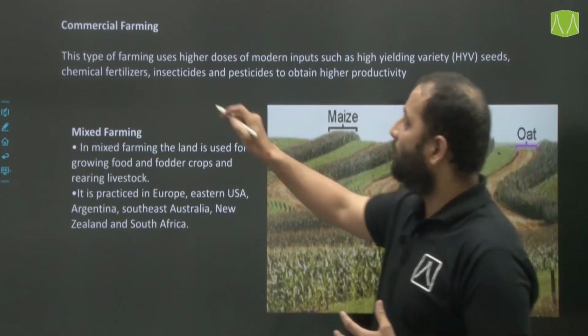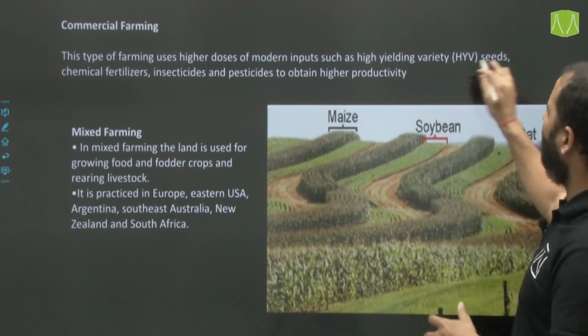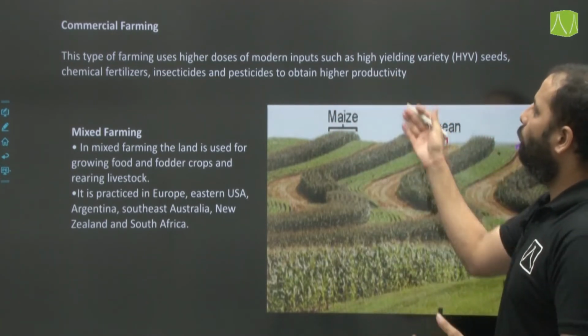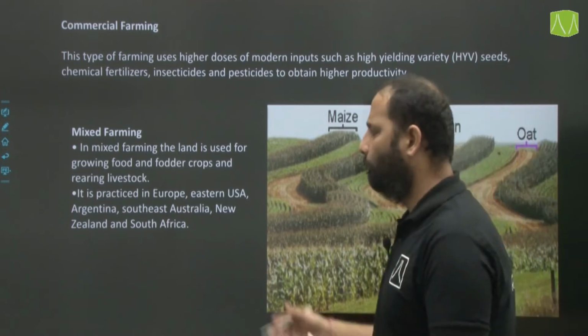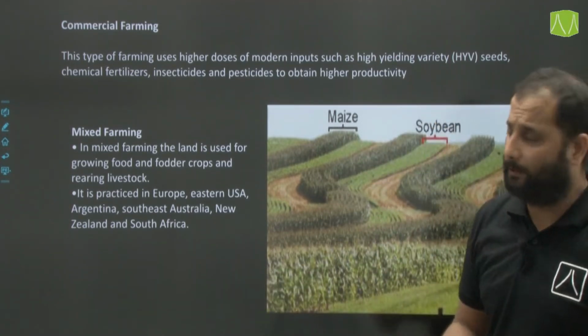type of farming. This type of farming uses higher doses of modern inputs such as high yielding variety of seeds, chemical fertilizers, insecticides and pesticides to obtain higher productivity. Again, the subtype is mixed farming, you can see, where both food crops as well as animals are reared.